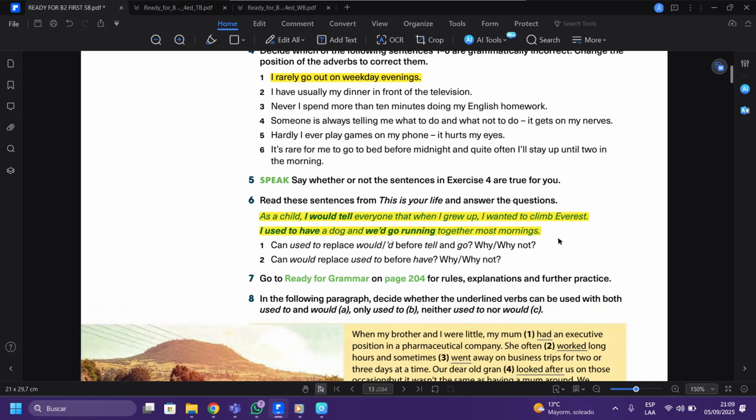The next one. Can would replace used to before have in the next sentence? For example, can we say I would have a dog, and we'd go running together most mornings? In this case, it is not possible, right? Because have is a stative verb. That is why would cannot replace used to, right? So the right sentence here is I used to have. Yo solía tener in Spanish, right?